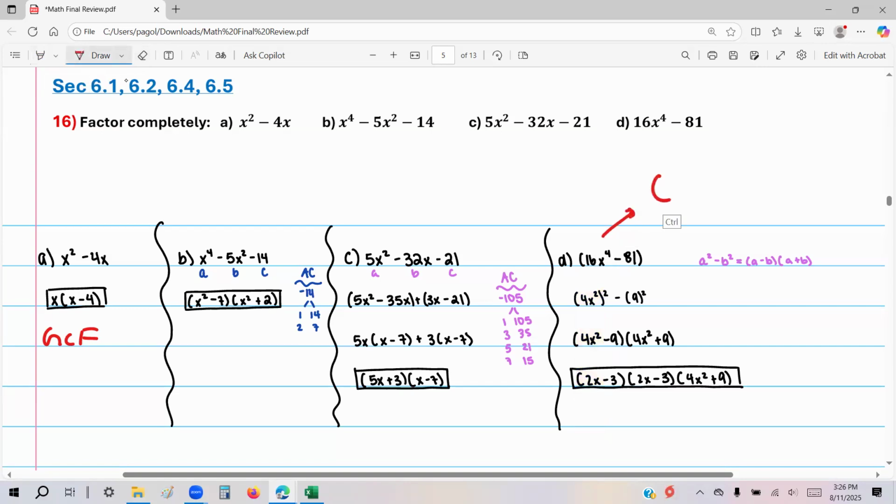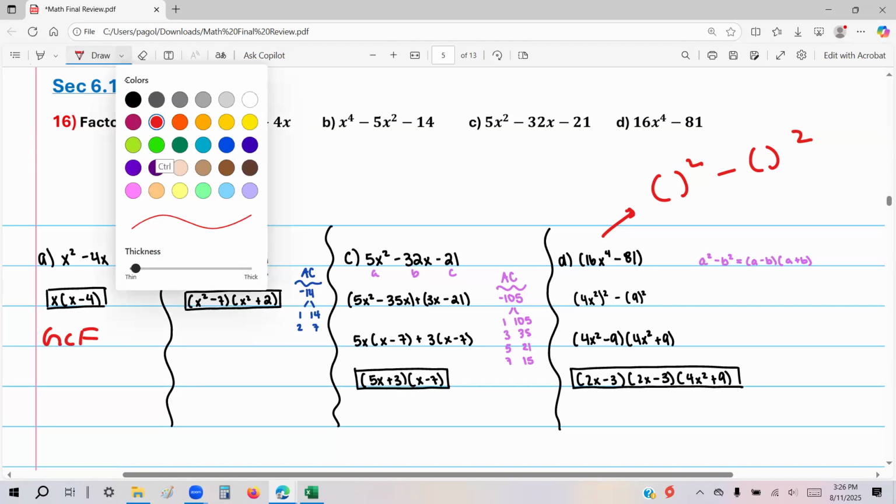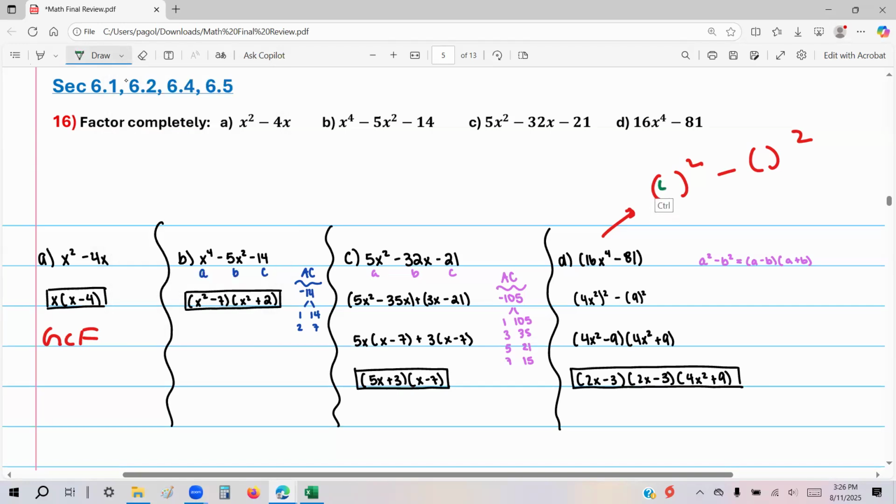So your goal is to write something squared minus something squared. First step, always write this: blank squared minus blank squared. Then decide what goes inside the blank. The first one is 16x to the 4, so 4x squared goes inside the first. The next one is 81. So what squared is 81? 9. 9 goes in the second one. If you do it this way, you'll make fewer mistakes.